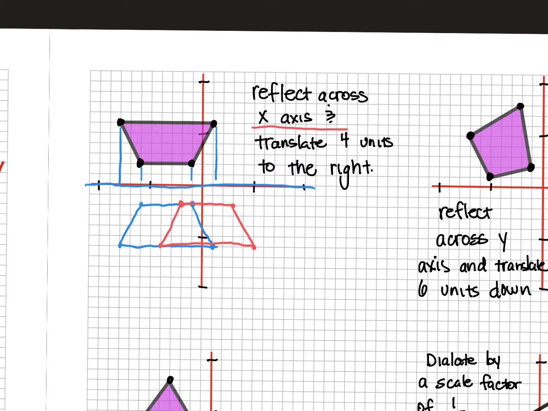So hopefully when you reflect, you don't spend too much time. You just kind of, in your head, flip it over that correct axis. If you want to find the exact points, you can put them in. We know the technique to do that too.